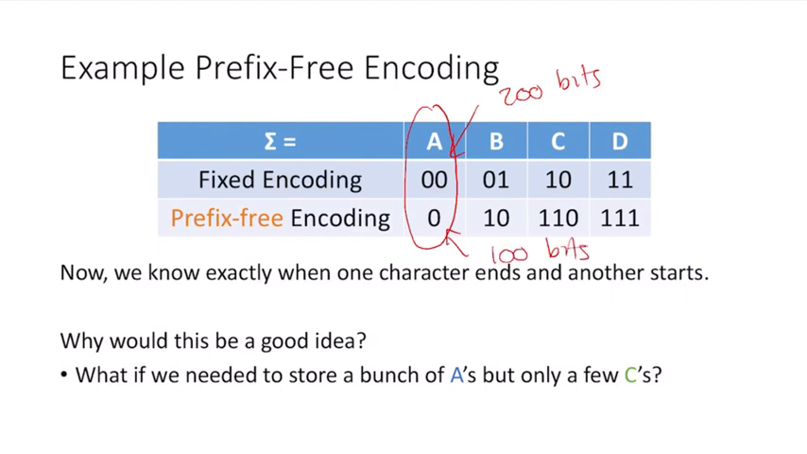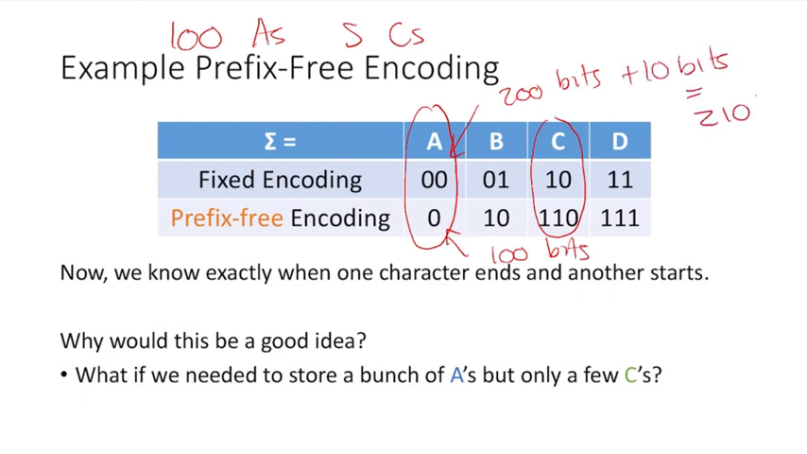Well, you might say, what if I store a bunch of C's too? If you store a bunch of C's, this wouldn't be a good encoding. But let's say we store 100 A's and only 5, let's say, C's. If we store 5 C's, that would be 5 times 2 is 10. That's 210 bits. And then 5 C's for this one, that's 5 times 3 is 15. We add those two together, and you're using 115 bits.